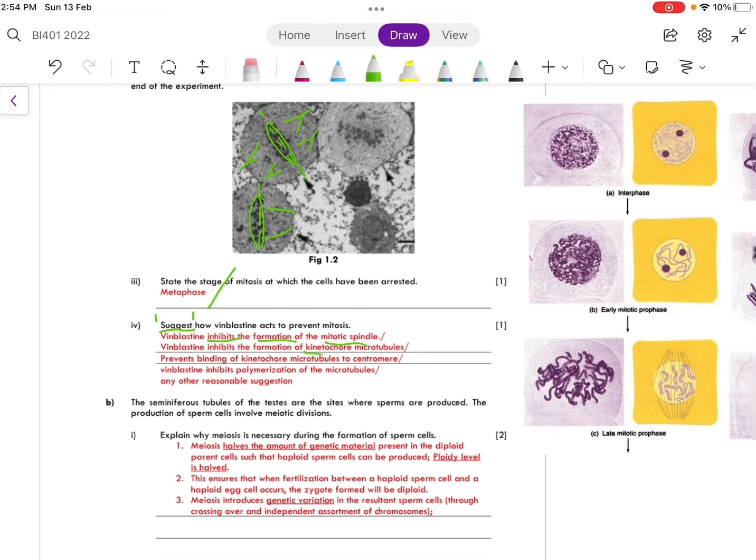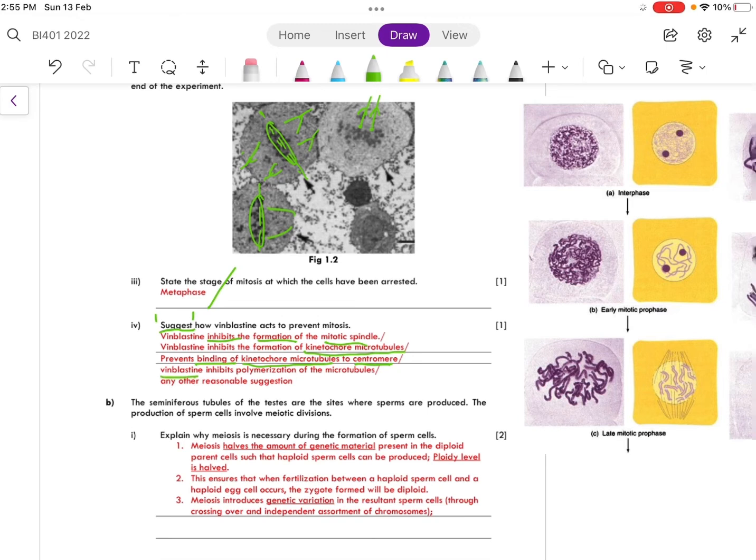Maybe it inhibits the formation of kinetochore microtubules. If the kinetochore microtubules don't attach to the chromosomes, then we cannot pull them apart to opposite ends. Maybe it prevents binding of kinetochore microtubules to the centromere. If it doesn't hook on to the kinetochores, then it cannot be pulled apart also.